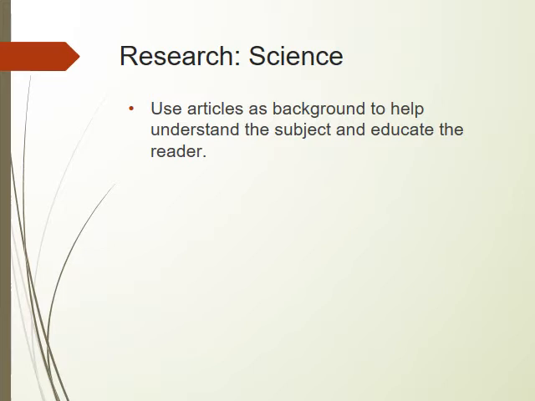So you're going to want to use articles as background to help understand the subject and educate the reader. That's how you're going to be using scientific articles. They could be used as background if you're talking about the data more particularly. If that's your jam and that's how you want to do it, you'll be talking about them in the body of the paper, and indeed you'll probably be using at least some in the body of the paper. But they are particularly helpful for background to deal with the subject and educate the reader. So are law review articles in that sense.